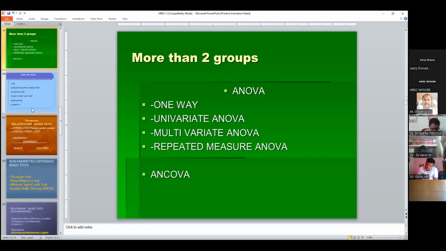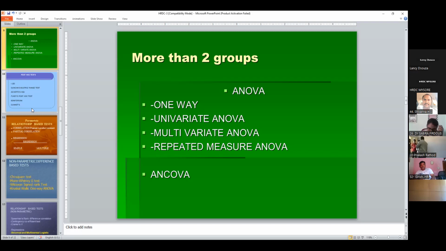When you talk about ANOVA, we try to establish a mean difference between more than two groups. That means you should have a minimum of 3 groups or more. A minimum of 3 groups is compulsory. When you talk about 3 groups, it could be you are taking a sample from an urban area, another from a rural area, and another from a semi-urban area. 3 distinct groups. That means your independent variable is split into a minimum of 3 levels.